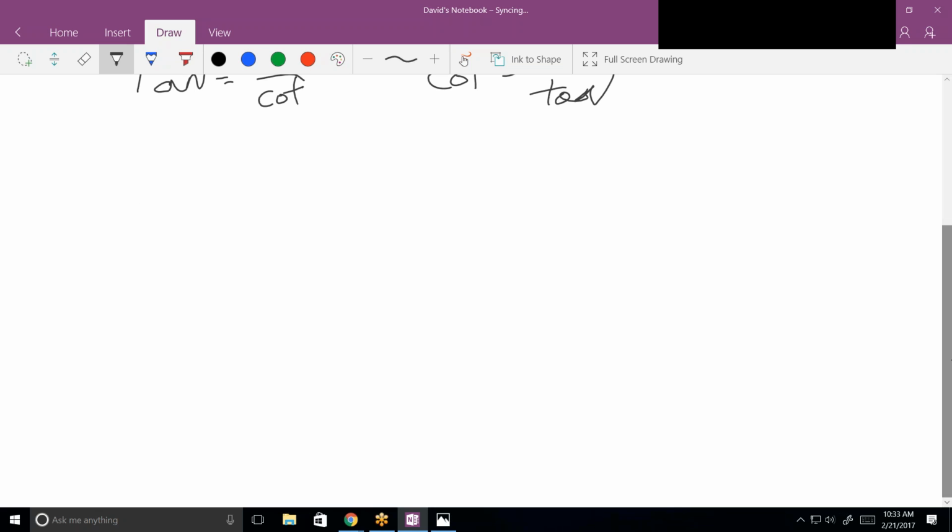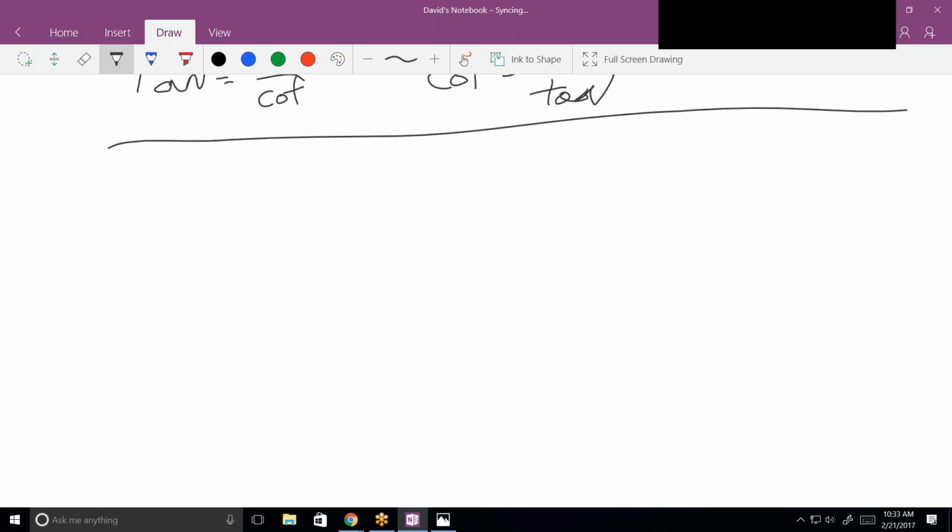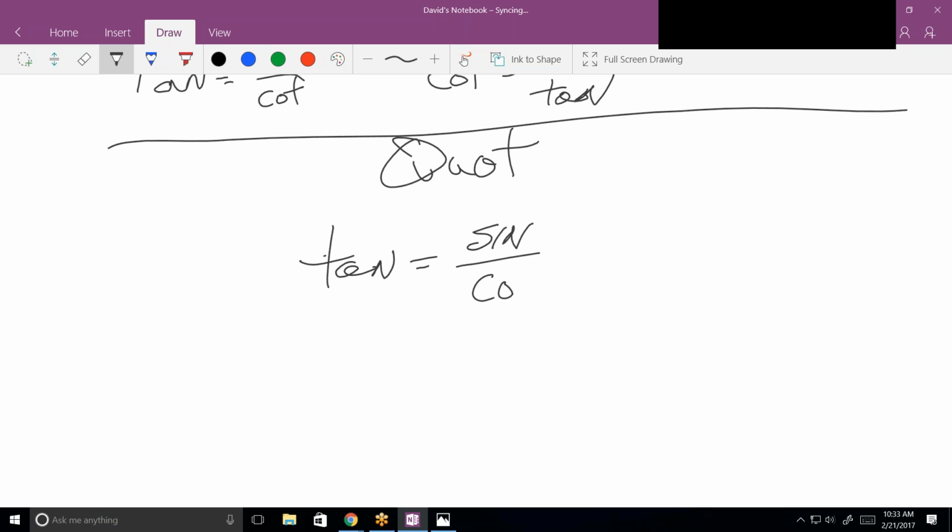Now, there's 2 quotient ones. Tan is equal to what in terms of a quotient? I'm not too sure on that. Sine over cosine. Memorize that one. Definitely have to memorize that one. But the cotangent's pretty easy if you know the tangent. What's the cotangent got to be? It's got to be cosine over sine, right?